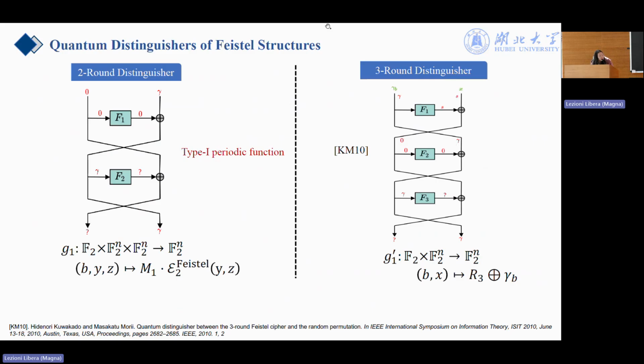For the Feistel structure, if we try to use the type 1 practical function to construct a distinguisher, we can get only 2-round distinguishers. However, as we all know, the 3-round distinguisher of the Feistel structure exists. It is given by Kuwakado and Morii. And the practical function of this distinguisher is just like this.